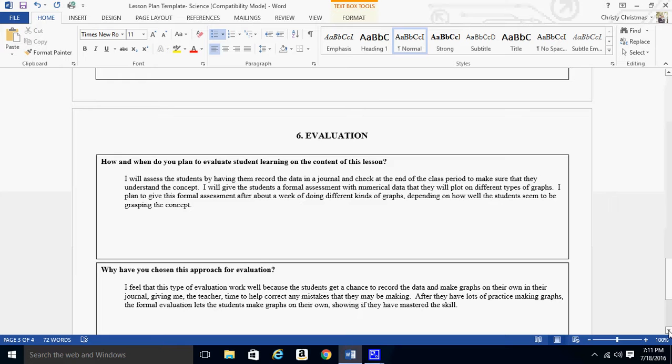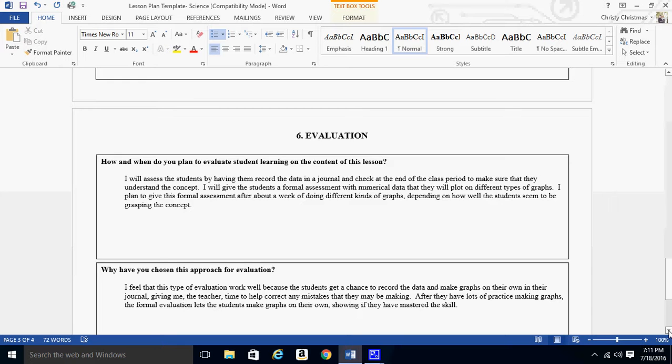This lesson actually is part of a unit. The unit is the different types of graphs, and then this lesson is the line graph based on that unit. So the formal assessment will come after we have completed the different lessons, completing the unit.